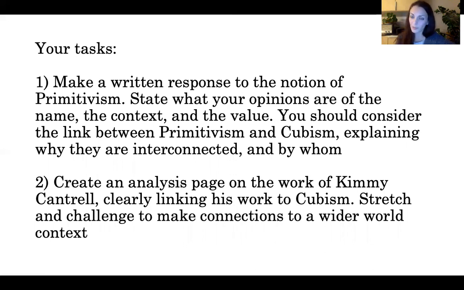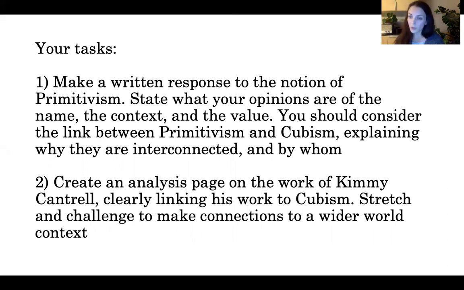I've given you some big names there. And by the way, Cubism comes into primitivism and primitivism kind of comes into Cubism. So there's a lot of overlap. And then the second task is to create an analysis page on the work of Kimmy Cantrell, clearly linking his work to Cubism, but of course also to primitivism. Stretch and challenge in this is to make connections to the wider world context.